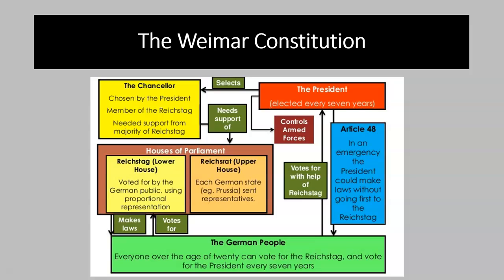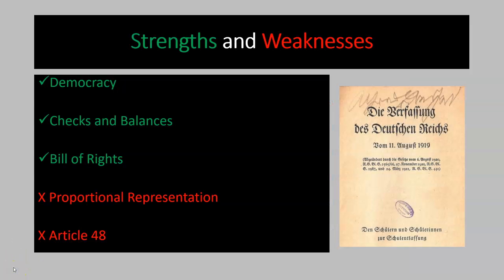The last thing it's worth pointing out is that Germany was a federal state, and the states actually retained a number of powers by local government. Each of the 18 regions of Germany kept its own local parliament, and these controlled key services such as police, courts, and schools. So let's turn now to the strengths and weaknesses of the new German constitution.